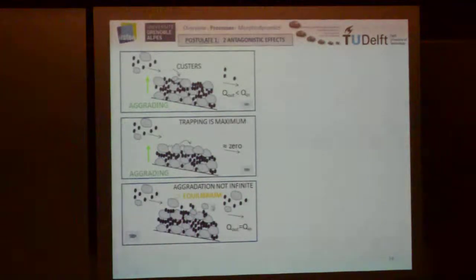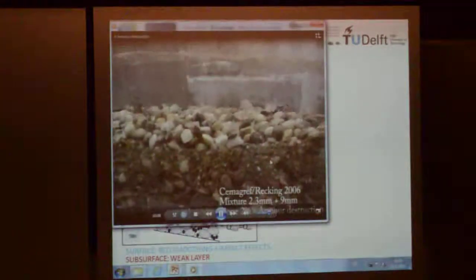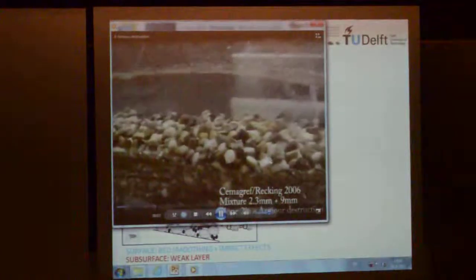And when this happens, you create two effects. First, you fill the interstices at the bed surface with the fine sediment. This increases the mobility of the coarse sediment, which in turn impacts the other sediment by their velocity. And we also have this weak layer below the coarse surface, and this is responsible for a strong change in the bed configuration. Look at this video.